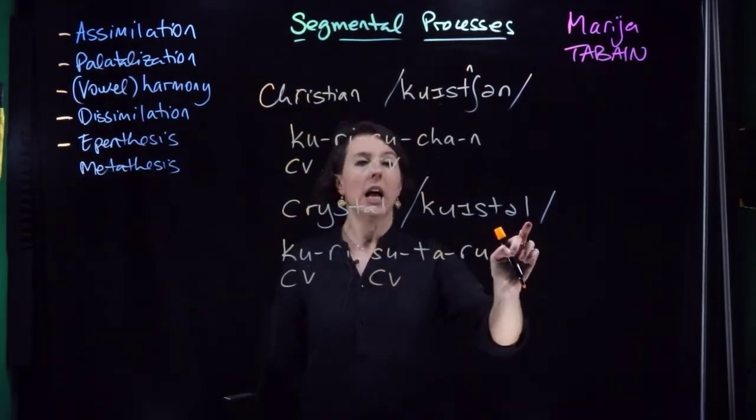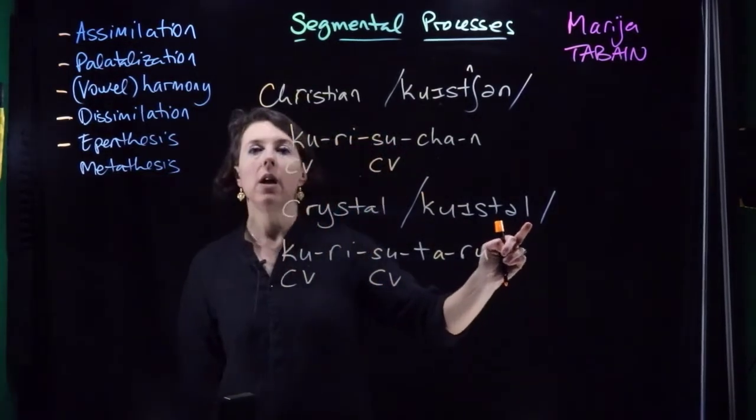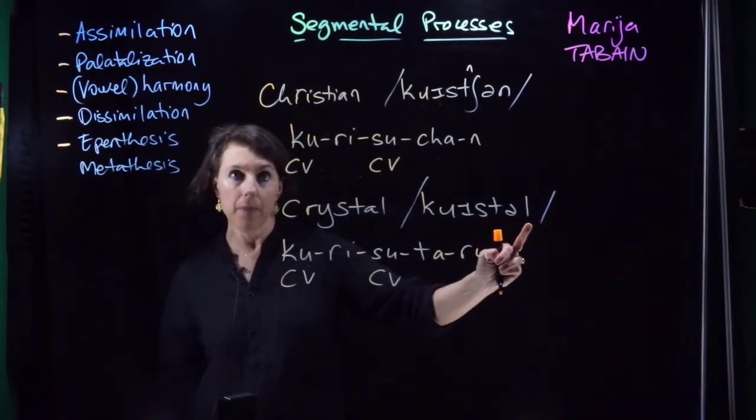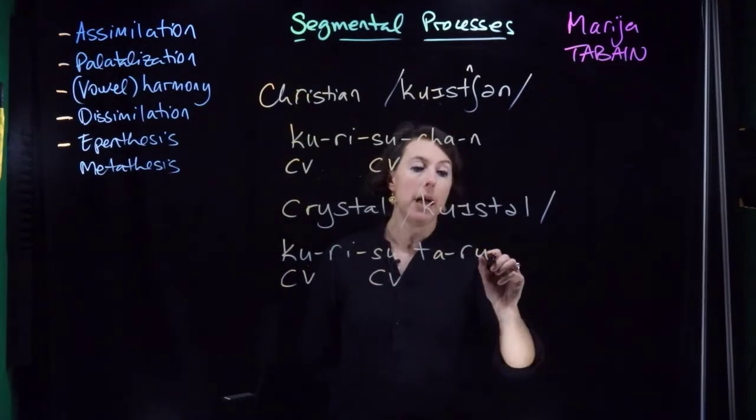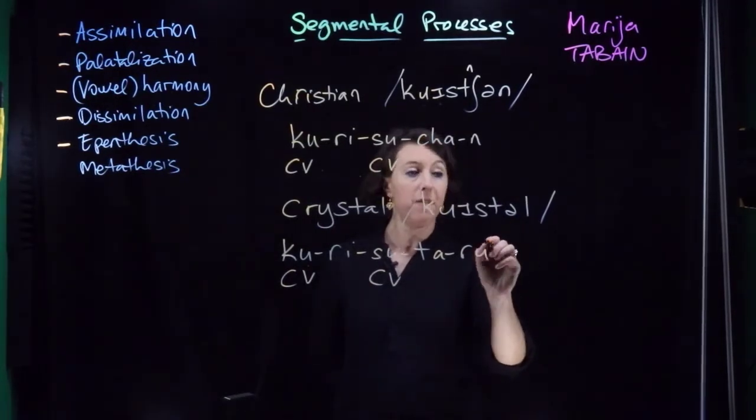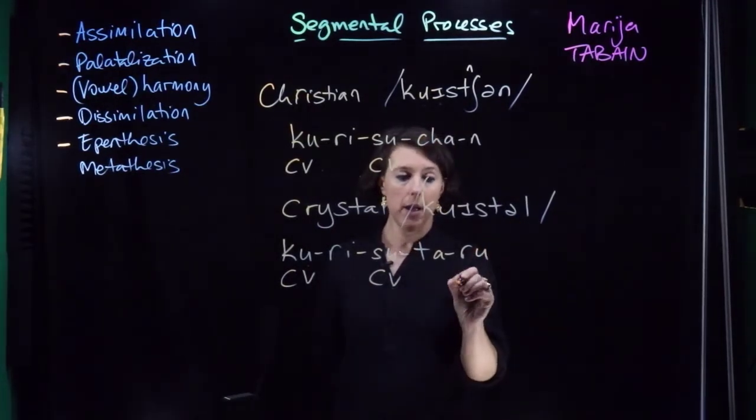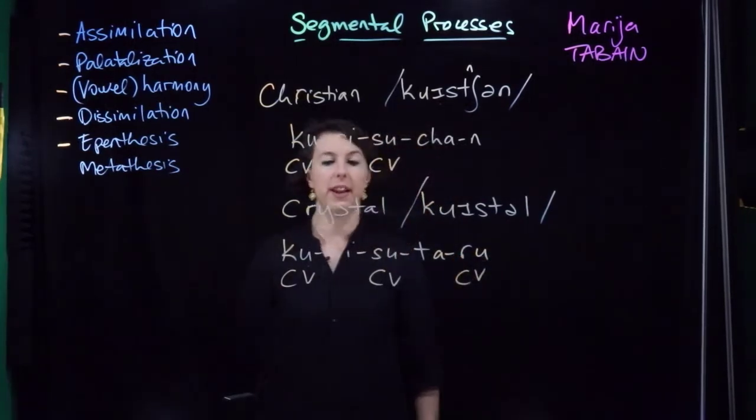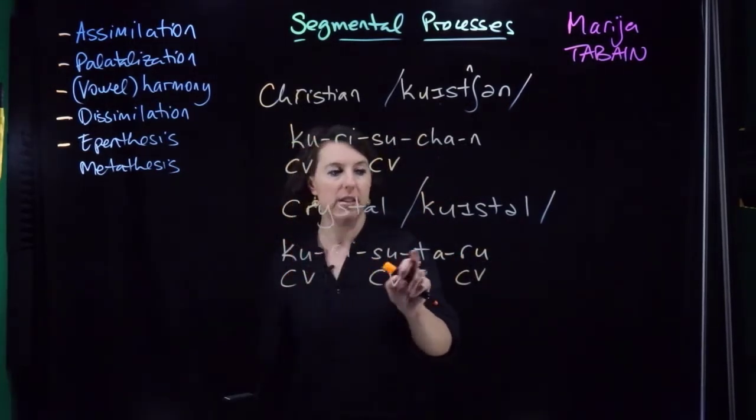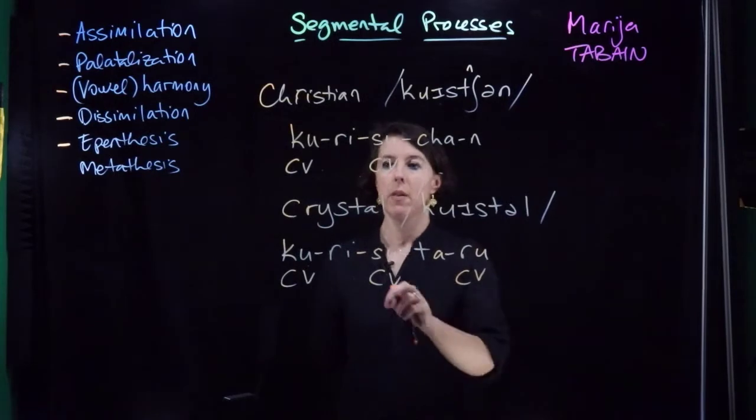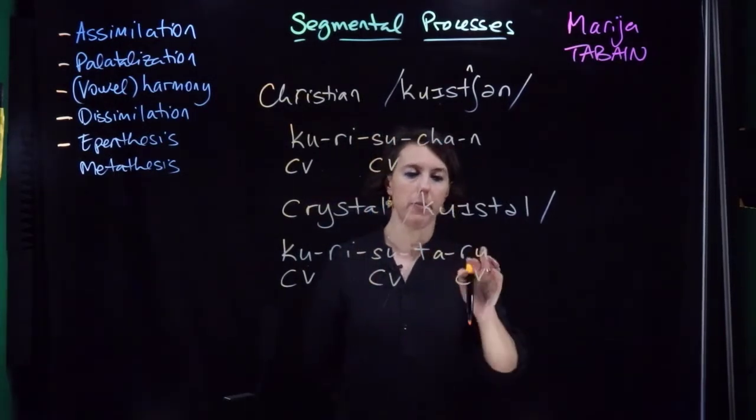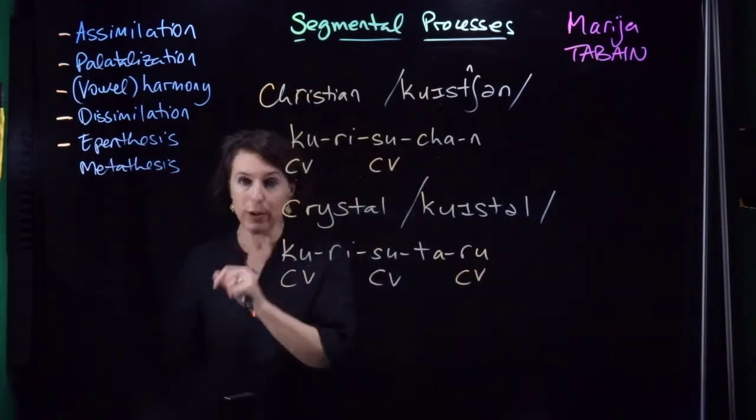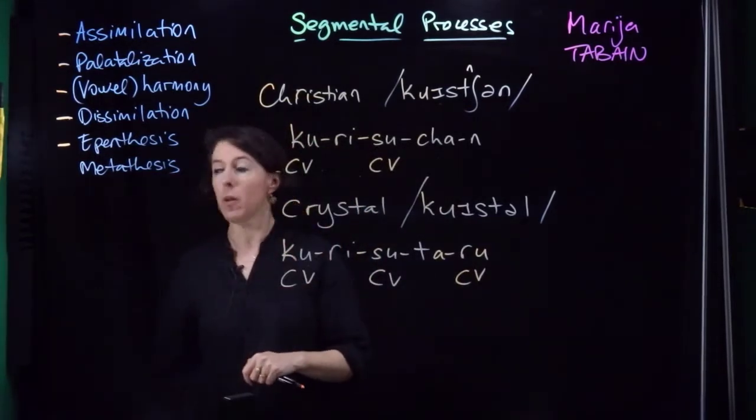And then Japanese does not allow laterals in the coda. It doesn't allow them. And so they are going to fix that by adding another epenthetic vowel. So these are all epenthetic vowels. All the u's we've been looking at are epenthetic. They're inserted to break up something that is illegal in the language. It's a fix.